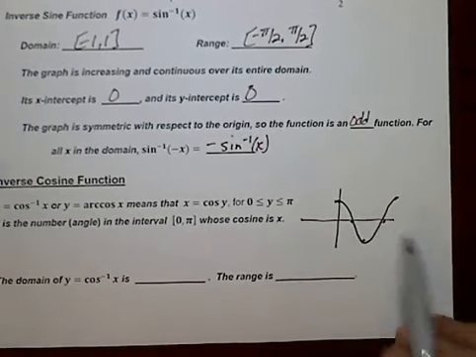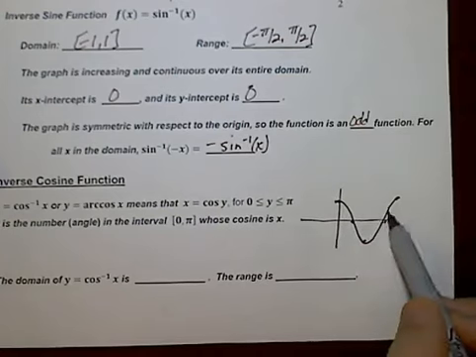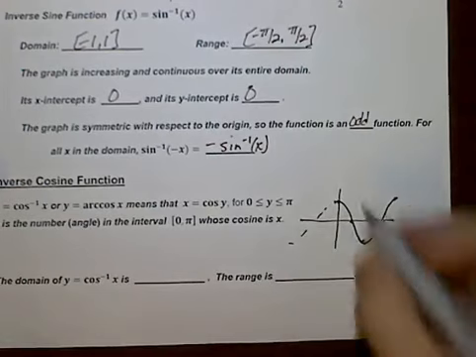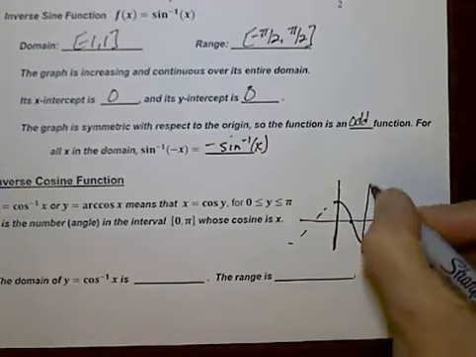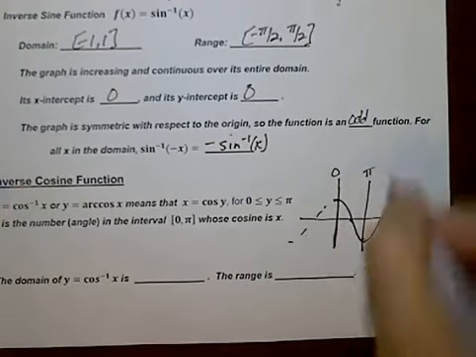our cosine function looks like this. If we want this to be a one-to-one function, then we're going to have to cut off anything from here on or anything from here on. So we're only going to go between here and here for the cosine function, and that's 0 and that's pi.